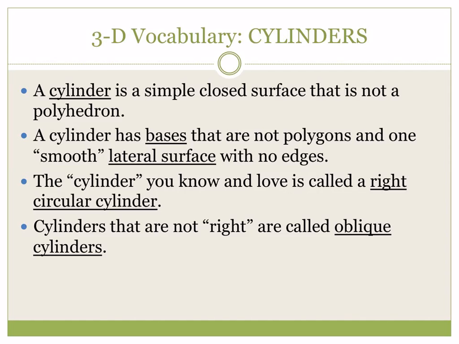So, cylinders. A cylinder is a simple closed surface that is not a polyhedron. Wow, I always love definitions like that. It says they're not something else. A cylinder has bases that are not polygons, and one smooth lateral surface with no edges.